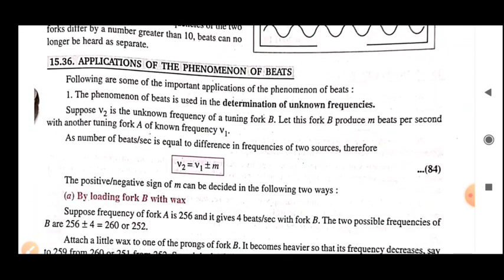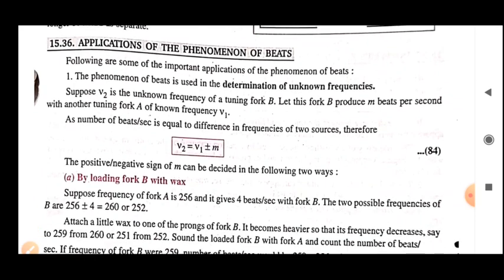Now, applications. Let's see where we are using the phenomenon of beats. Just now I told you the music industry already uses it. The first important application is that the phenomenon of beats is used for the determination of unknown frequencies.